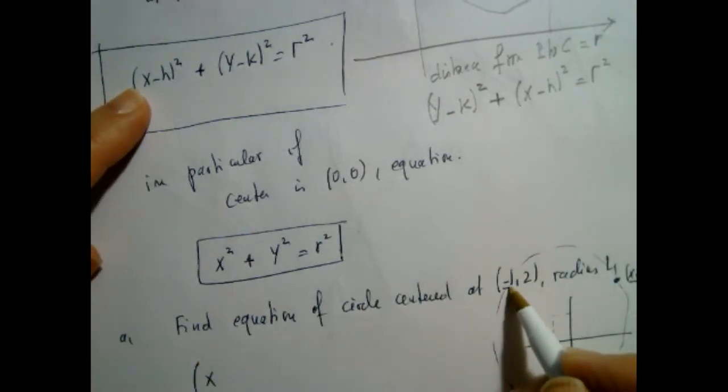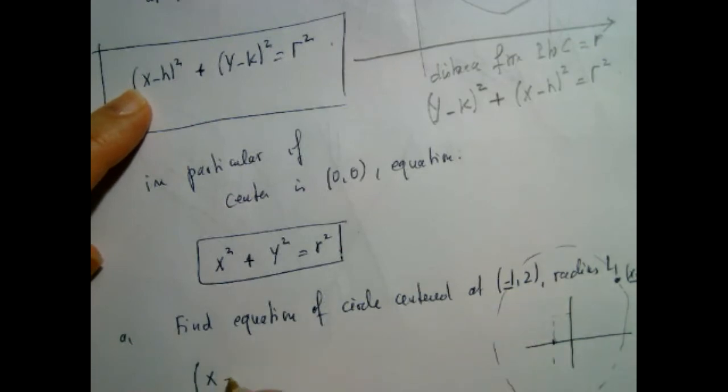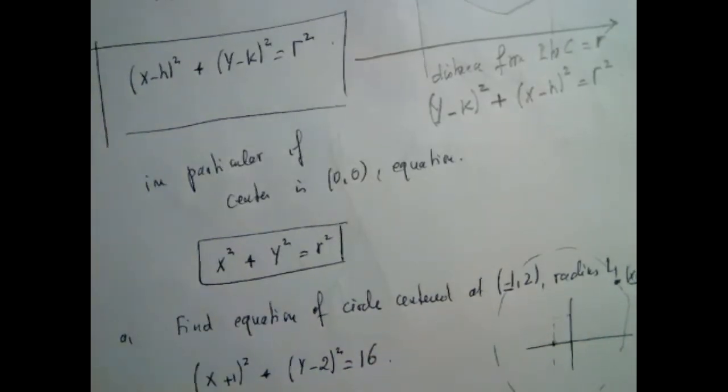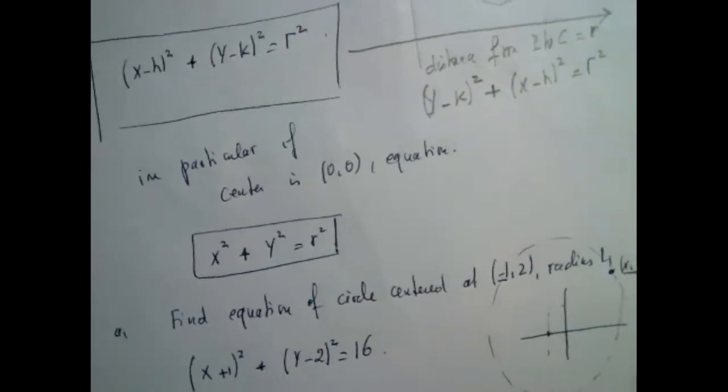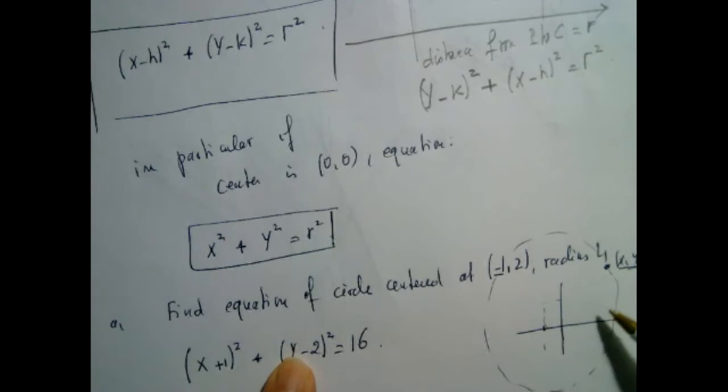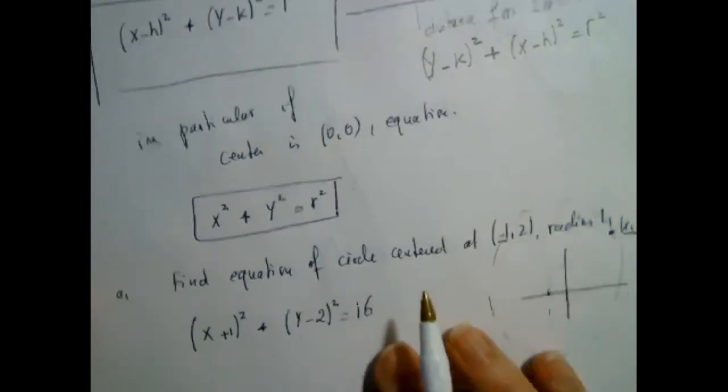H here is -1, so that's going to give me (x plus 1) squared plus (y minus 2) squared equals the radius squared, which is 16. Okay, that would be the equation of the circle. So now if you take any point on the circle, if I give you the x, you can use the equation to find the y. If I give you the y, you can use the equation to find the x. So that's the relationship between any two points.